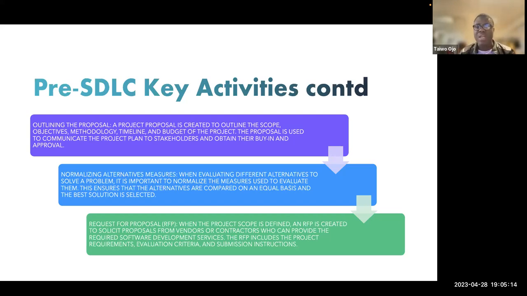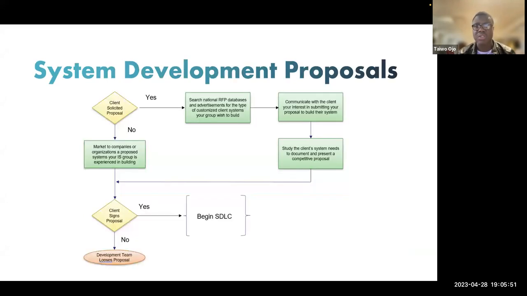Request for proposal. When the project scope is defined, an RFP is created to solicit proposals from vendors or contractors who can provide the required software development services. The request for proposal includes the project requirements, the evaluation criteria, and the submission instructions. So whatever you want to submit to the company, these activities need to be put in place. And these are the steps in which you have to go about it. The request for proposal is majorly you writing your proposal to include the project requirements, the evaluation criteria, and submission instructions. And after you have done that, you can now go to the next step.